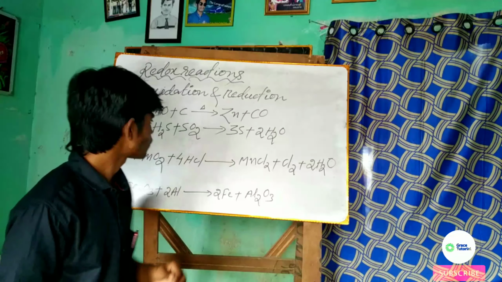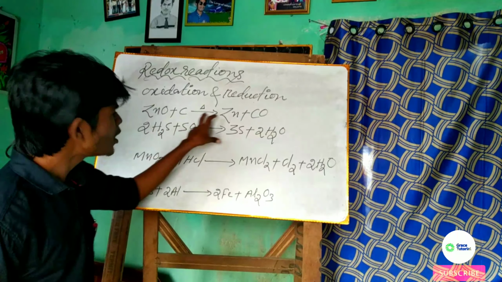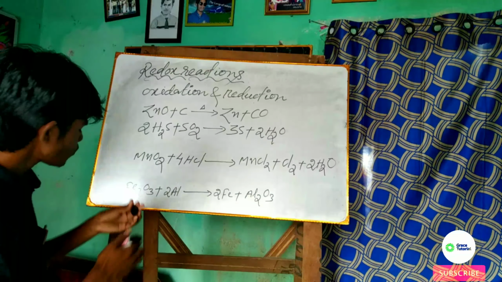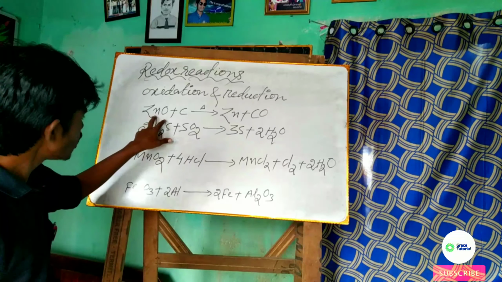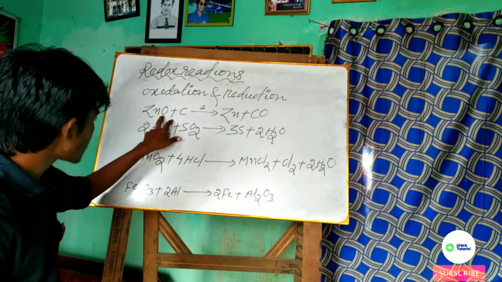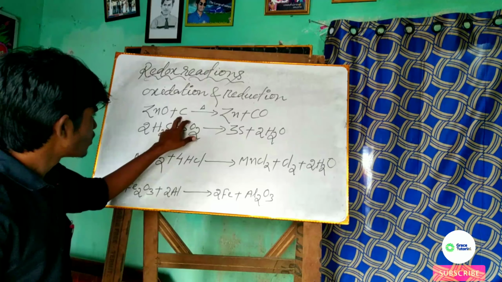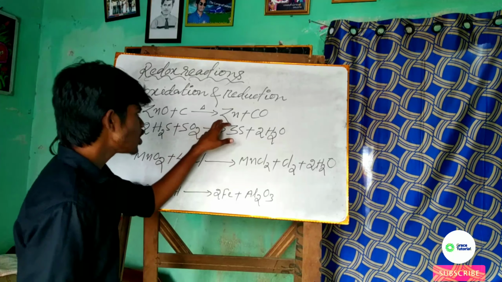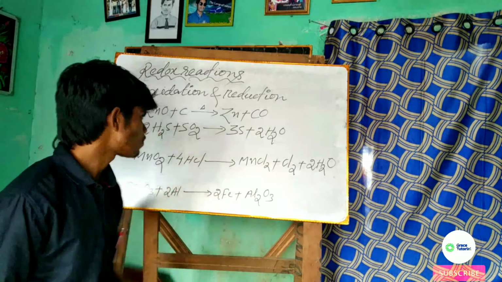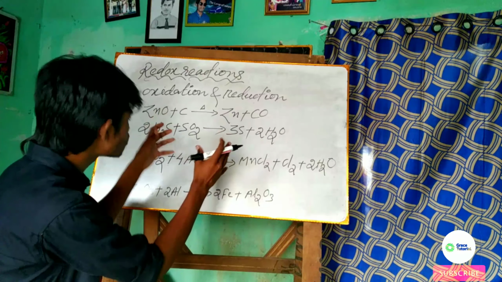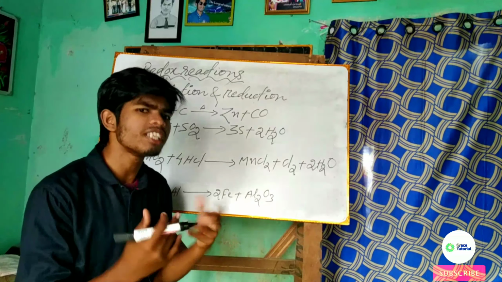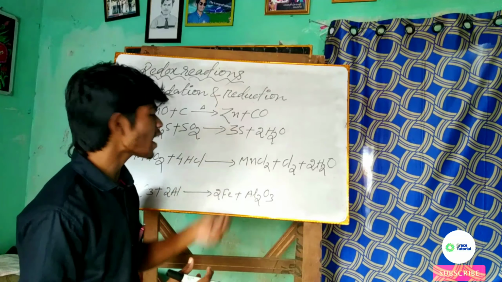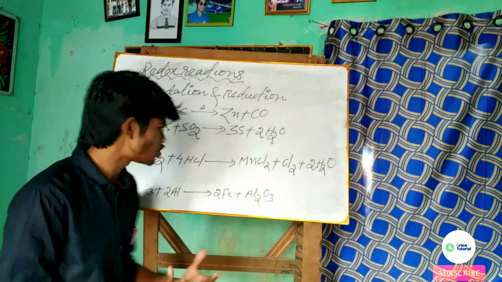Now we will check all of these reactions, whether they involve the oxidation as well as the reduction or not. First of all, let's have a look at the first reaction. Here we have zinc oxide. When the zinc oxide reacts with carbon, then what happens? We get zinc as well as carbon monoxide. So what happened in this reaction? We'll check whether it involves oxidation and reduction.